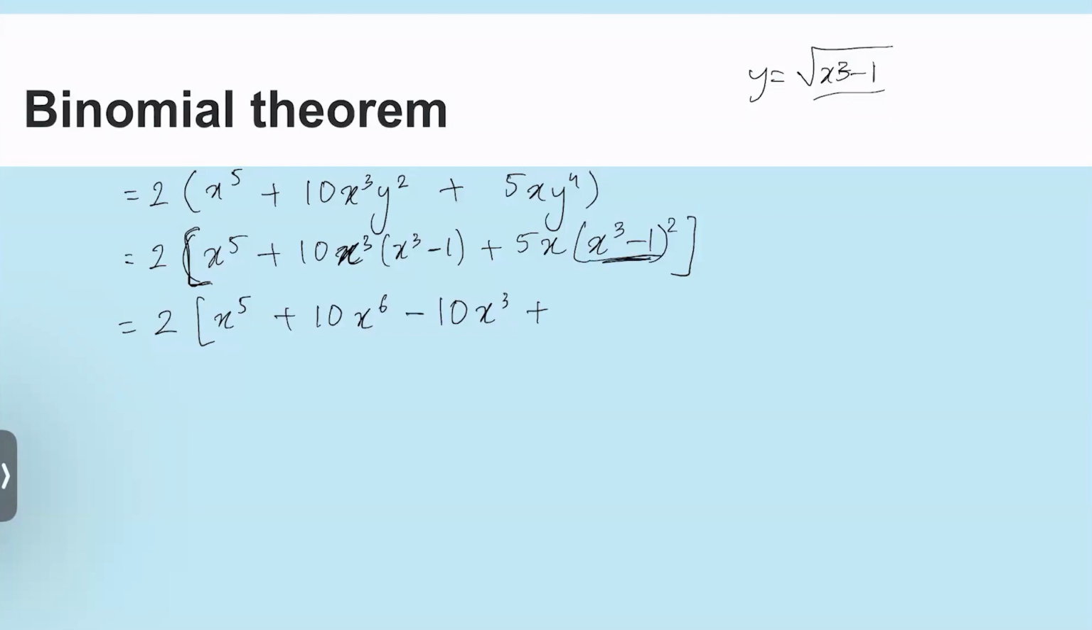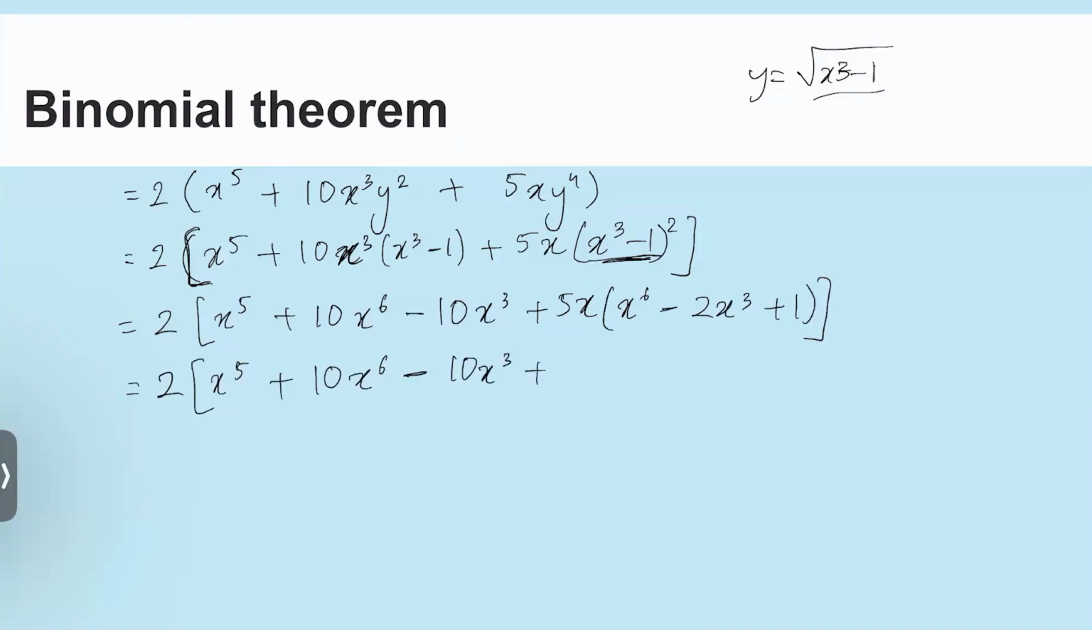solve for this. Okay, expand the (x cubed minus 1) the whole raised to 2. So you have 5x outside and you will have x raised to 6 minus 2x cubed plus 1. Then you expand that: 2 plus 10x cubed plus, over here this will be 5x raised to 7 minus 10x raised to 4 plus 5x.